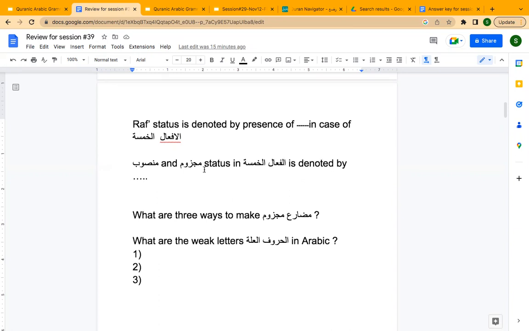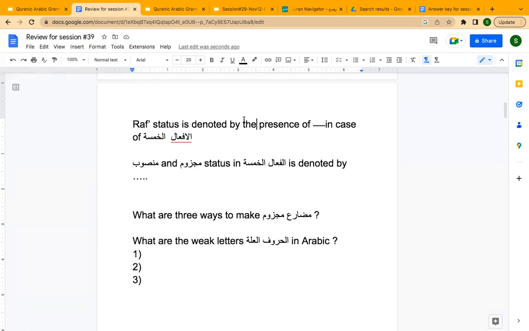Okay, inshallah. So in case of rough status, the rough status in case of al-af'alul khamsa is denoted by what? By the presence of, let me put those here. Mansub is nasb. Mansub and nasb, you know, is the same thing. But mansub or nasb status in case of af'al is different. It's not going to be equivalent to what we do in ism.